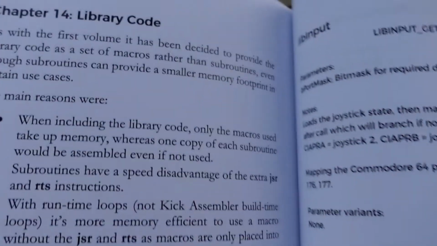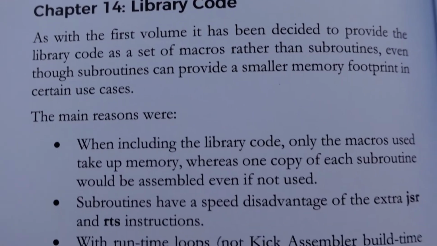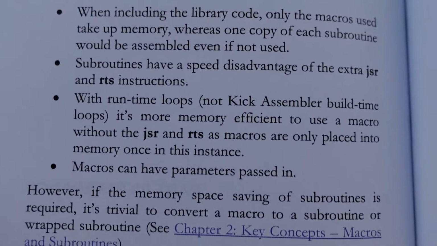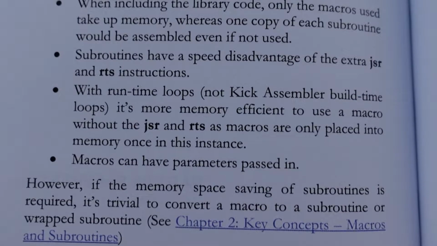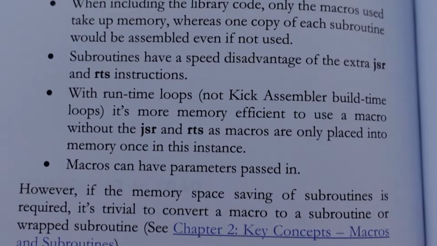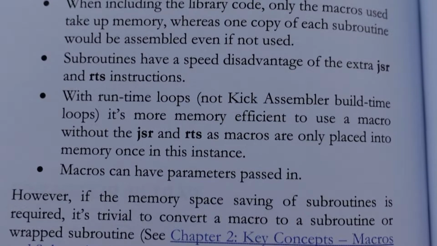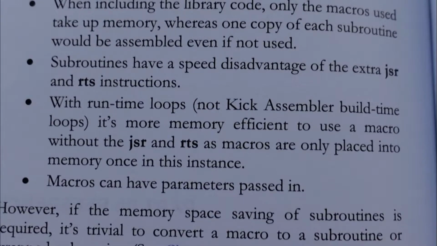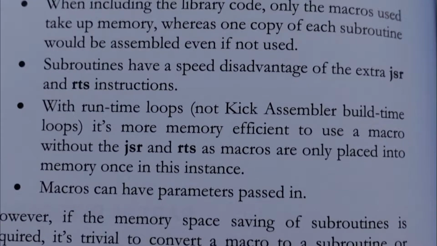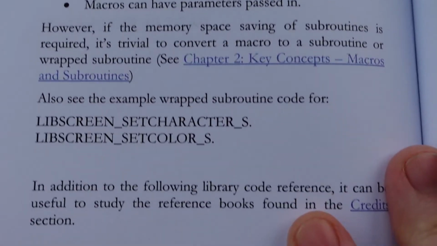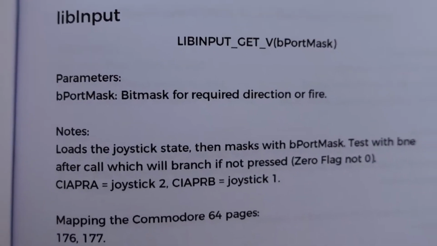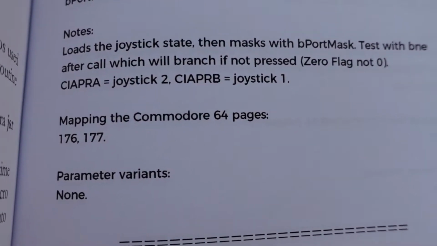And he lists the reasons as: when including the library code, only the macros used take up memory, whereas one copy of each subroutine would be assembled even if not used. Subroutines have a speed disadvantage of the extra JSR and RTS instructions. With runtime loops, not Kick Assembler build time loops, it's more memory efficient to use a macro without the JSR and RTS, as macros are only placed into memory once in this instance. Macros can have parameters passed in. So those are the main reasons why his library, starting at page 110, is comprised of macros.